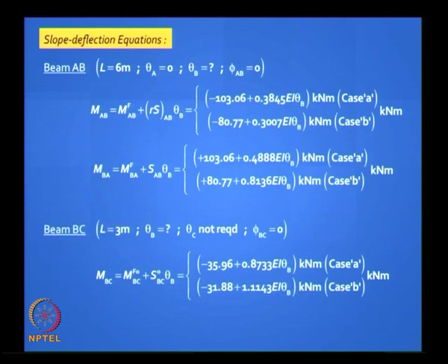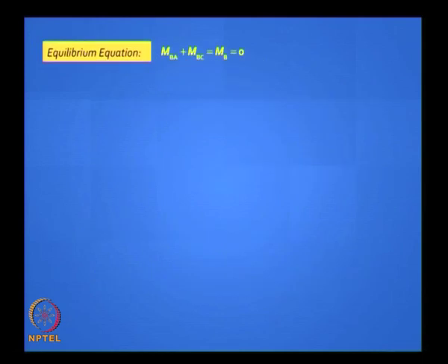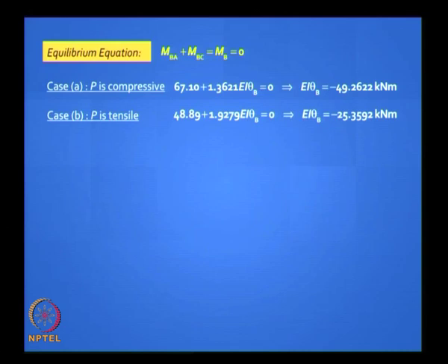and then solve, write down the equilibrium equation which is the same, solve for the two cases, compressive and tensile. You see there is a big difference in the solution. Theta B is almost half in one case. In which case will you get less theta?